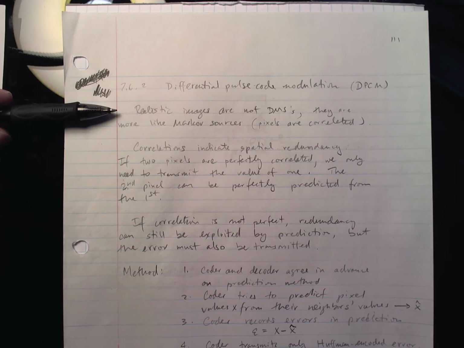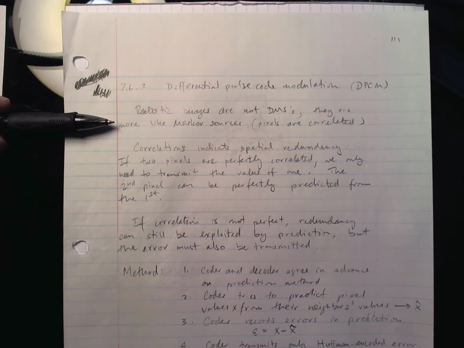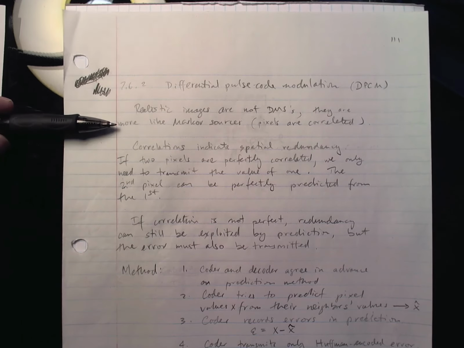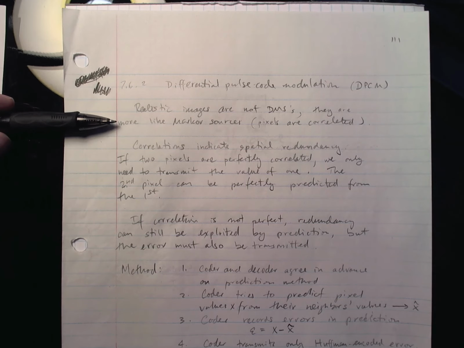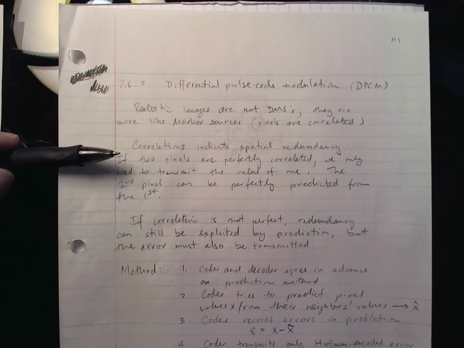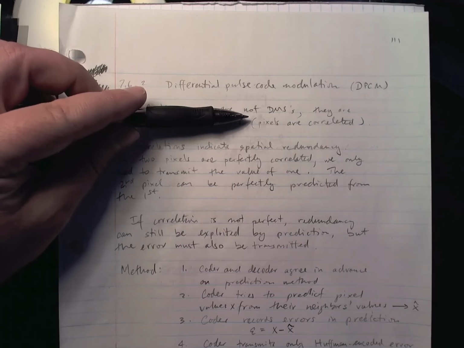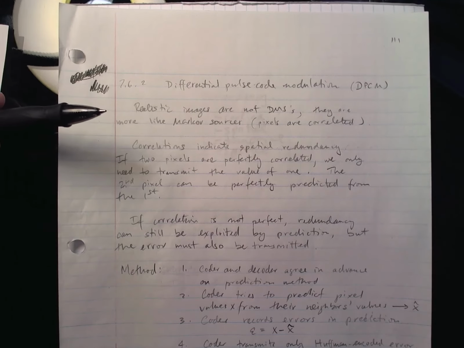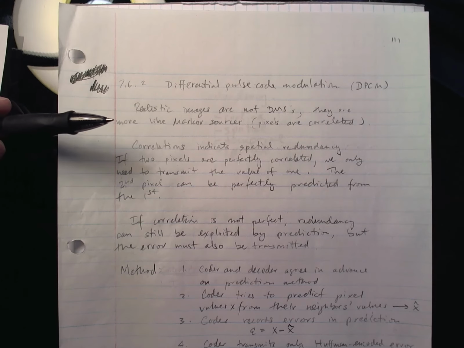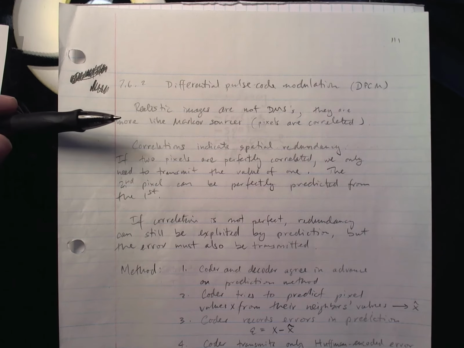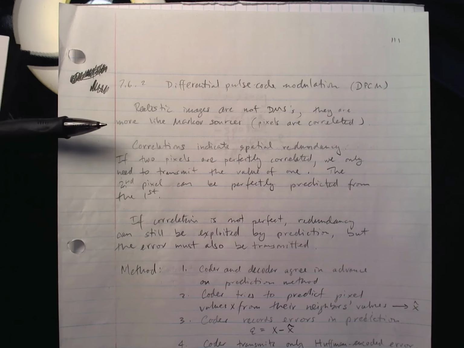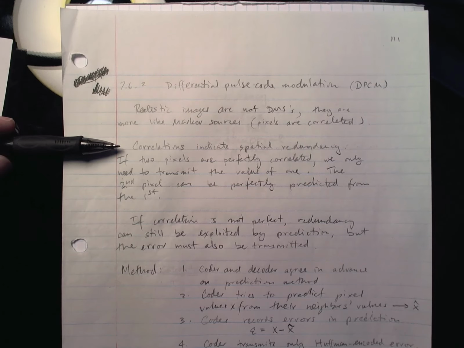Most realistic images are more like Markov sources. Don't worry if you're not an expert on that. Basically, all I need you to know is that neighboring pixels may be correlated with each other, meaning statistically similar to each other, and not just image pixels, but also patches of an image. Entire small regions, neighboring regions, may be similar to each other. So correlations indicate spatial redundancy in this case.